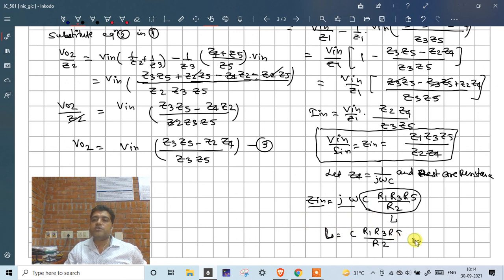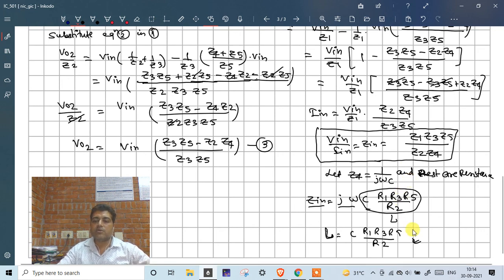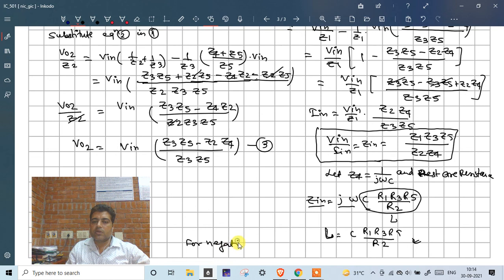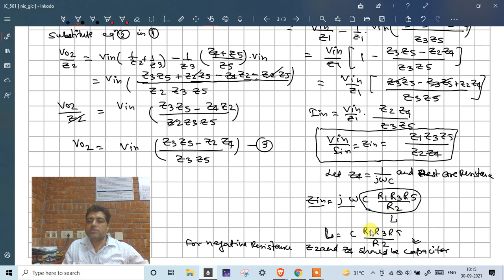That's the advantage of this particular circuit. Similarly, if you want to make a negative resistance, you can create it. This time you take Z2 and Z4 as capacitances. So for negative resistance, Z2 and Z4 should be capacitors. Then both j omega will come into the numerator, and j into j becomes j square, whose value is minus 1, and then all the others are resistances.